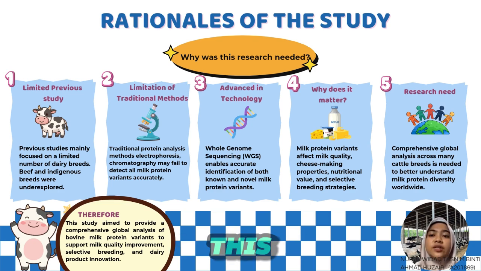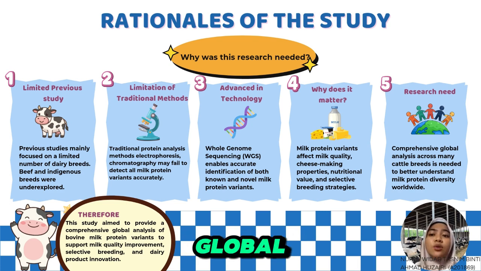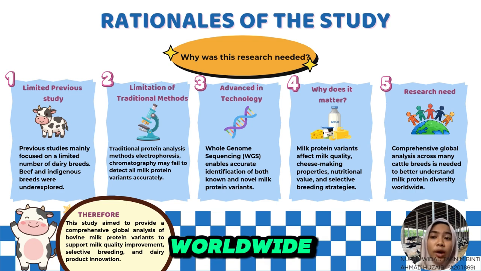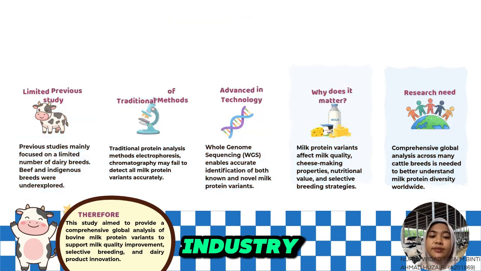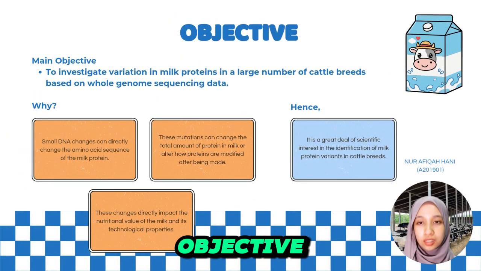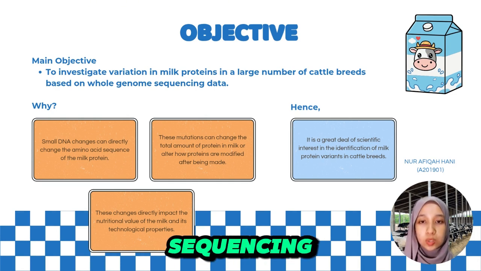Hence, the rationale of this study is to overcome the limitations of previous studies and provide a global analysis of bovine milk protein variants across multiple cattle breeds worldwide. This is important because milk protein variants can influence milk nutritional value, dairy processing properties, cheese making efficiency, and future selective breeding strategies in the dairy industry. So the main objective is to investigate variation in milk proteins in a large number of cattle breeds based on whole genome sequencing data.